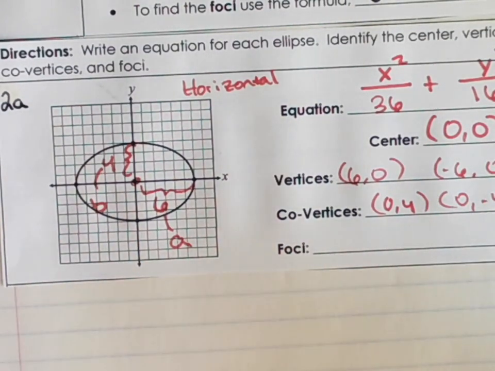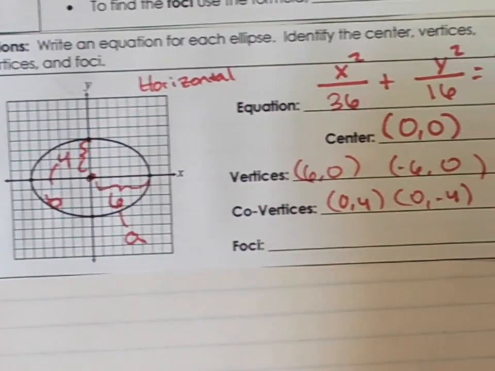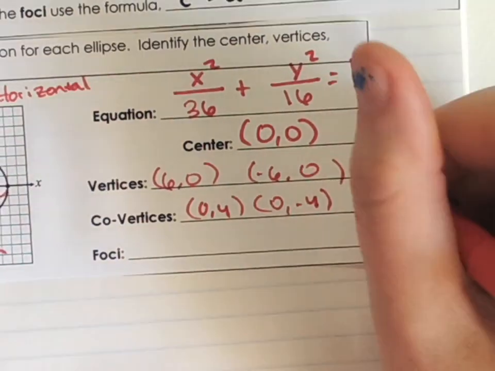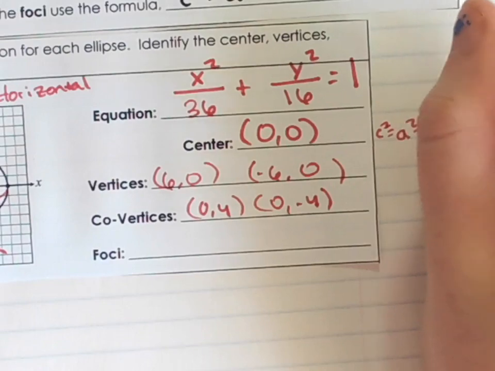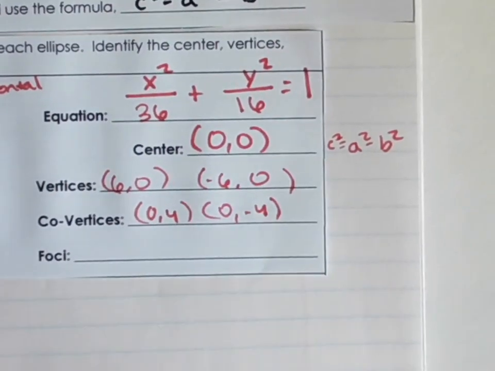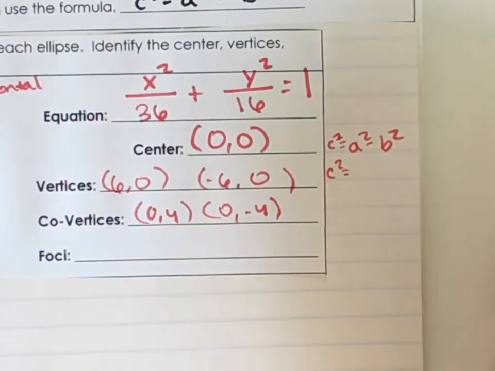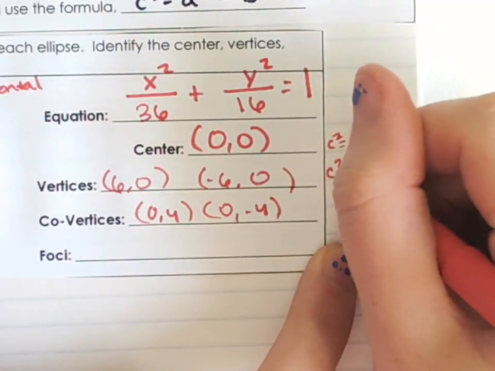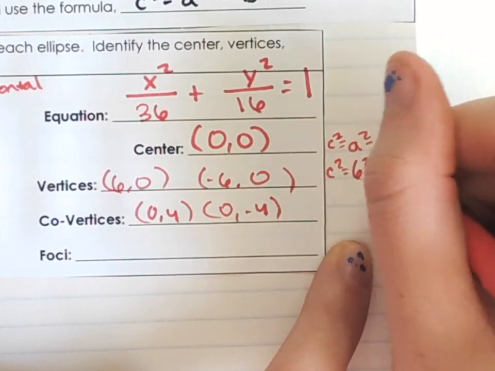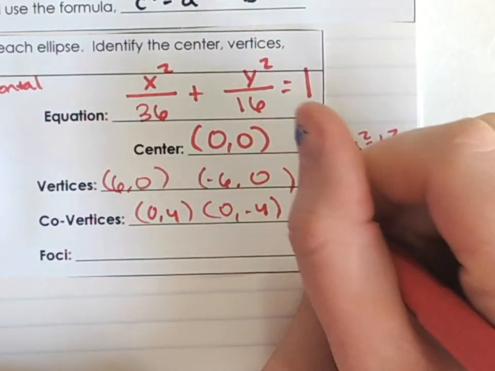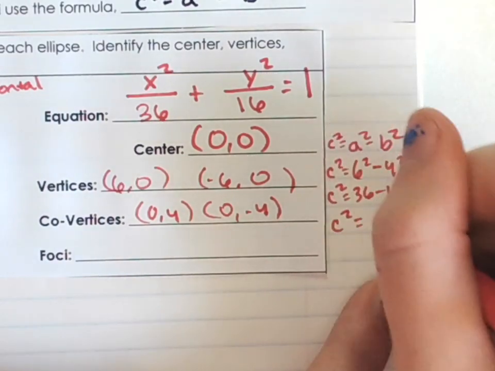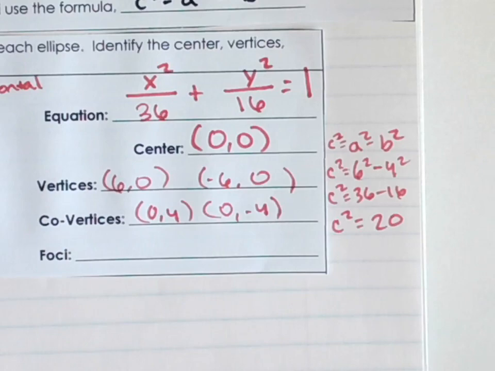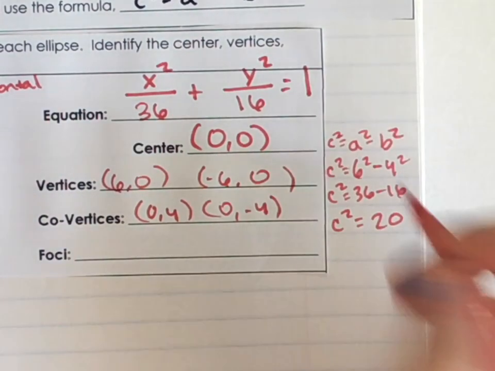Now the foci are not as obvious. We're going to have to use that formula, c squared equals a squared minus b squared. So I'm going to do that off to the side of my paper. So c squared equals a squared minus b squared. To find c squared, I just plug in a and b. So our a was 6 squared minus 4 squared. c squared is equal to 36 minus 16. c squared is equal to 20. If you take the square root of both sides, it's going to be just under 5.